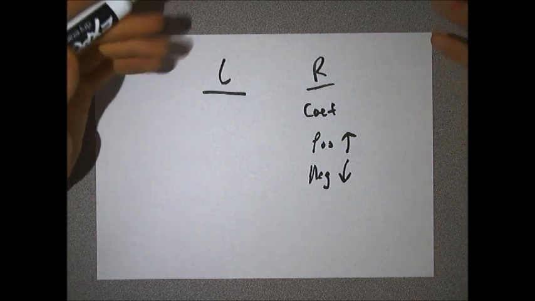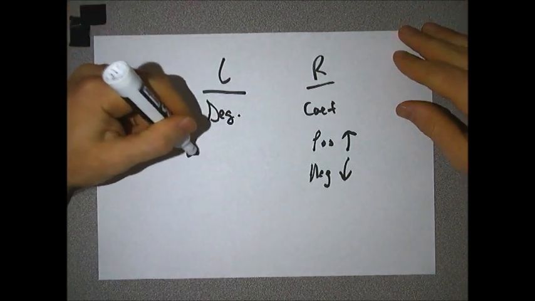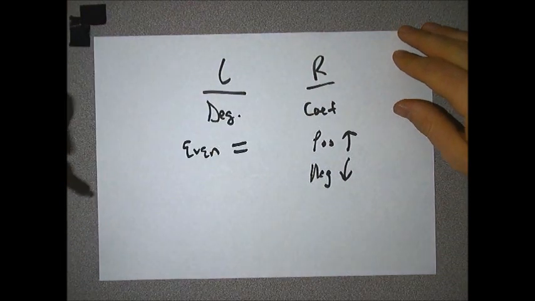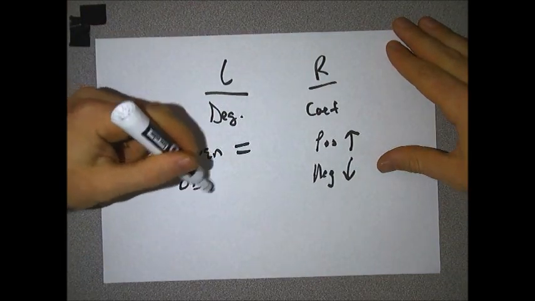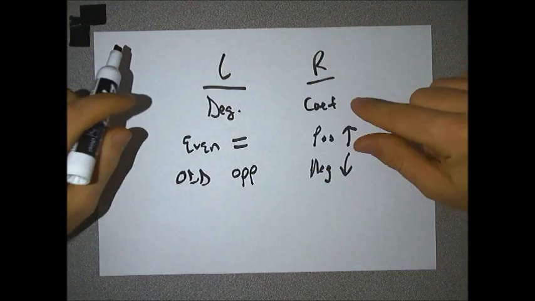You look at the degree. If my degree is even, left matches the right. If my degree is odd, my left does the opposite of the right. So these are your rules.